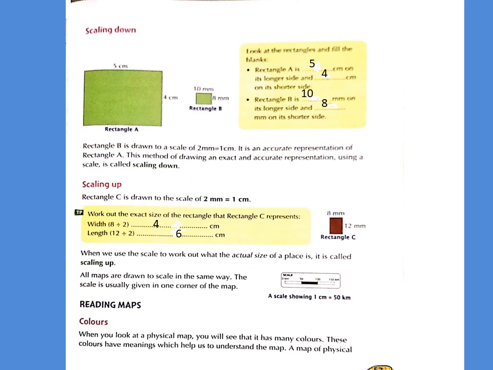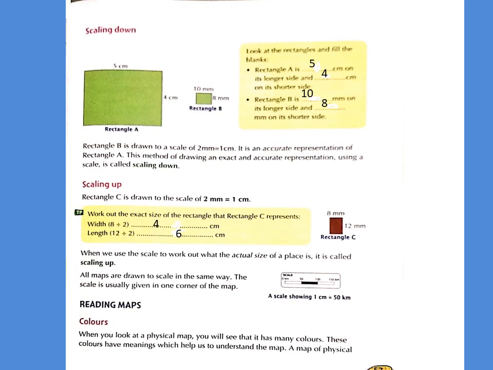In this way, can you see a scale showing 1 centimeter is equal to 50 kilometer given just beside this line? Yes. So the scale is usually given in the corner of the map. That's all about scale. I hope all of you have understood. If you still have any doubt, you can directly write to me in my personal WhatsApp.